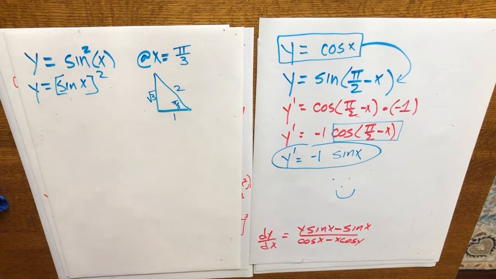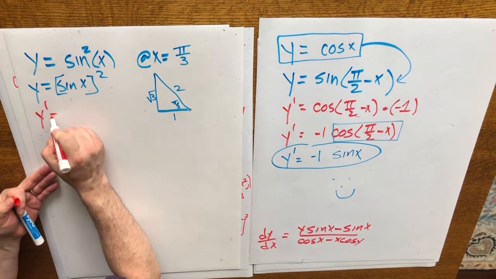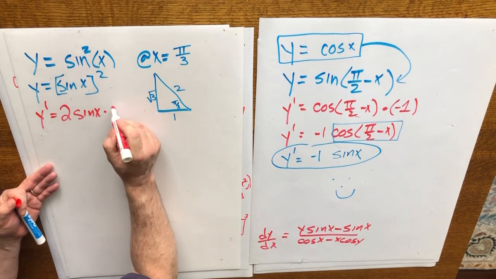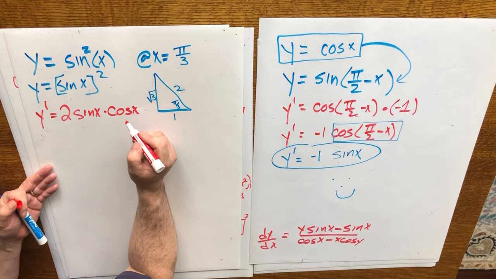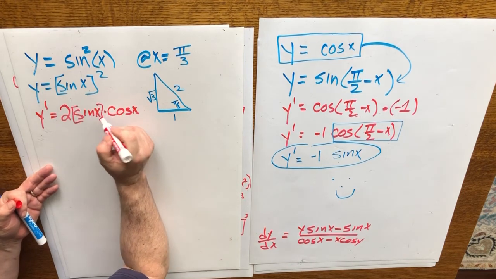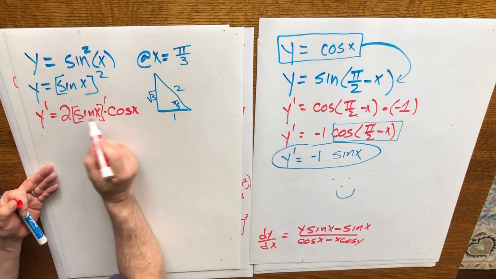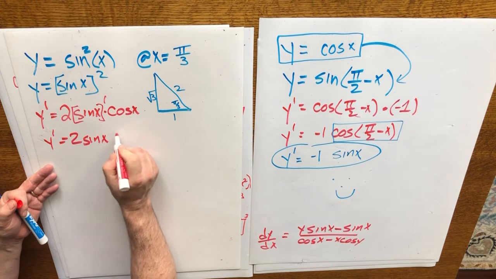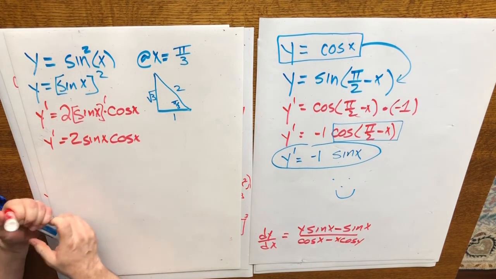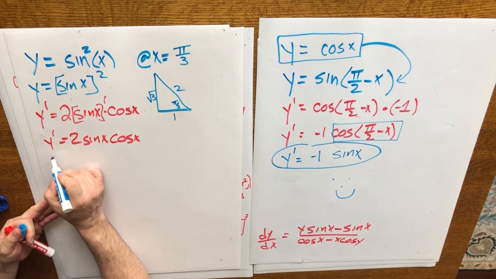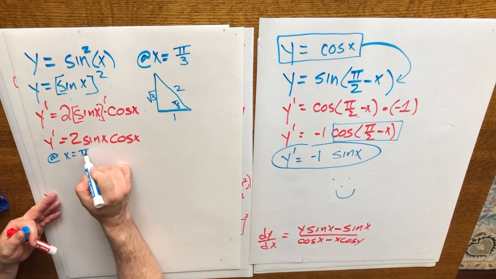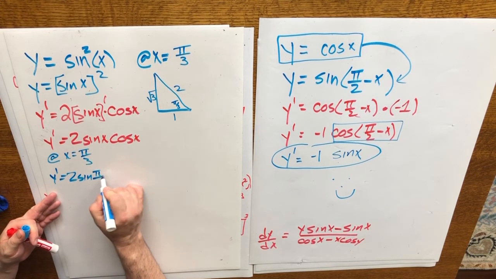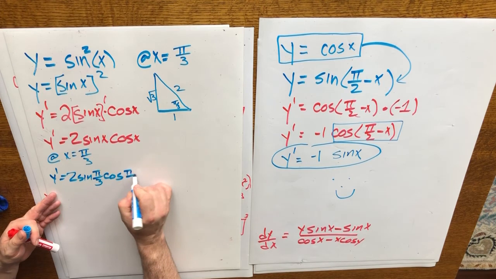So that makes y prime equal to 2 sine x times the derivative of sine x, which is cos x. So that's 2 sine x to the first, like the chain rule, times the derivative of what's inside the brackets. So y prime equals 2 sine x cos x. Let's see what happens when we put pi over 3 in there. At x equals pi over 3, y prime will be equal to 2 times the sine of pi over 3 times the cos of pi over 3.